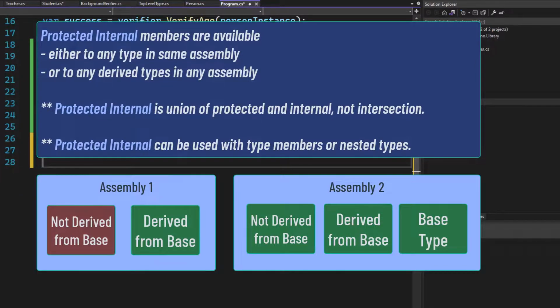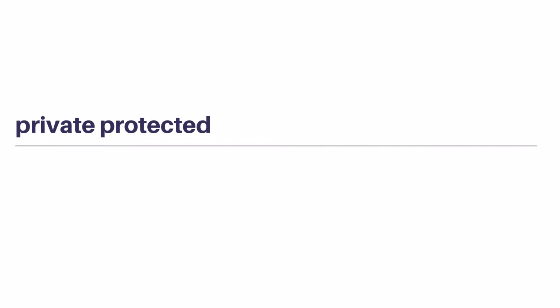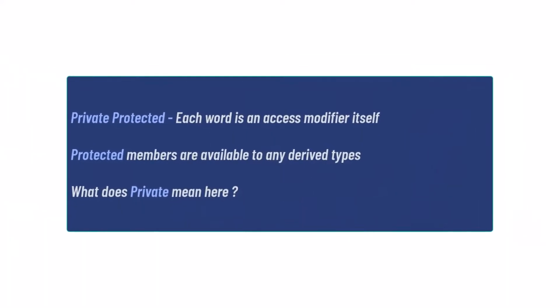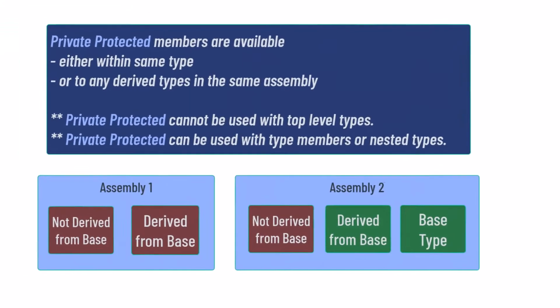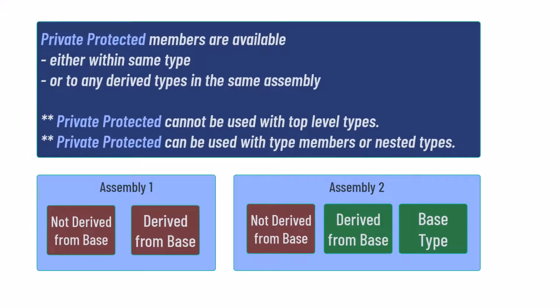Now let's move on. Now let's discuss about the private protected modifier. This modifier is the newest addition to the access modifiers list. Each individual word from this modifier is also an access modifier. Here, the word protected means the members would be accessible from only the derived types. But what does the word private mean? It means that the private protected member is available to only those derived types which are part of same assembly.